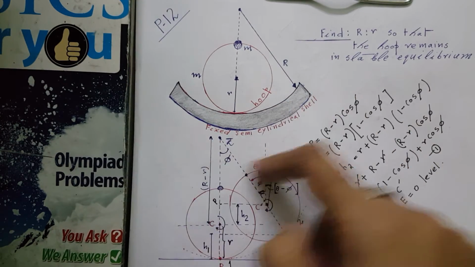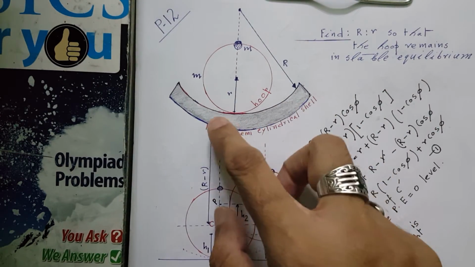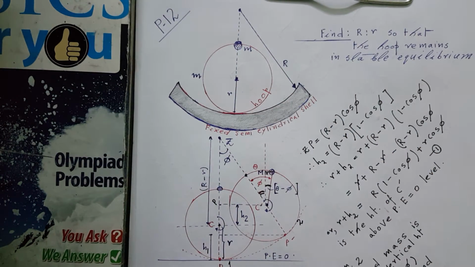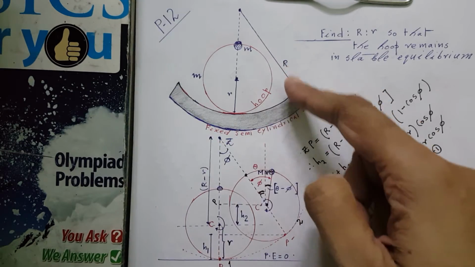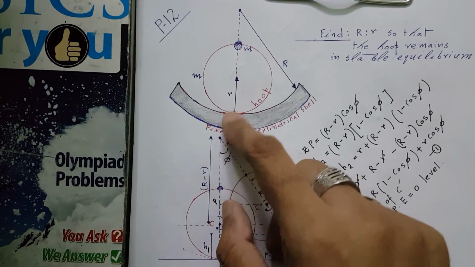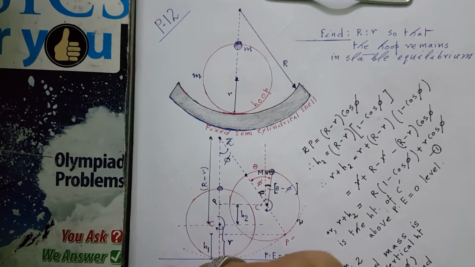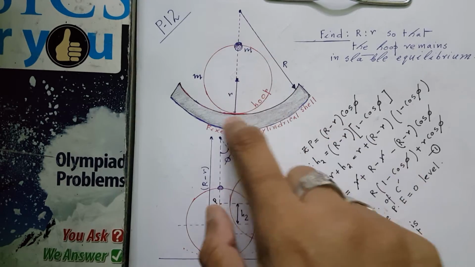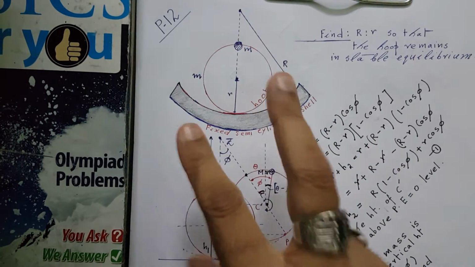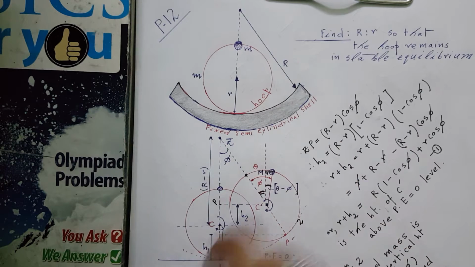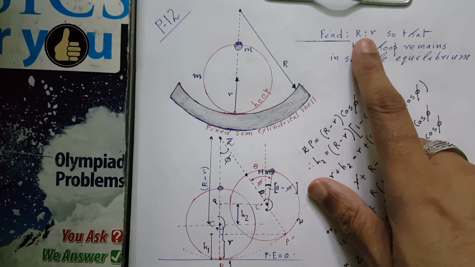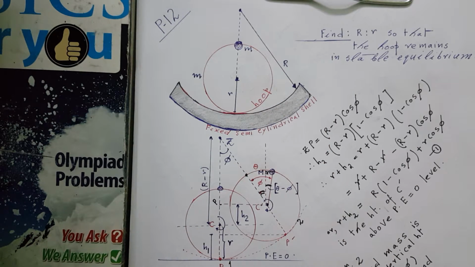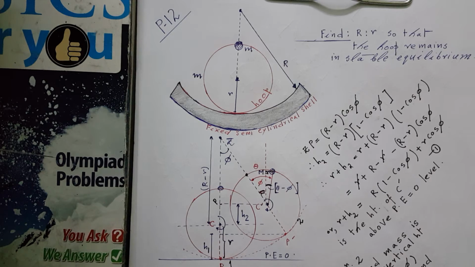You have a fixed semi-cylindrical shell on which there is a circular hoop kept. The radius of the circular hoop is small r. The radius of the cylindrical shell is capital R. The mass of the hoop is small m. A small mass, small m, is kept mounted on this hoop. You are asked to find what should be the ratio of capital R and small r so that this hoop remains in equilibrium. I hope the question is clear.